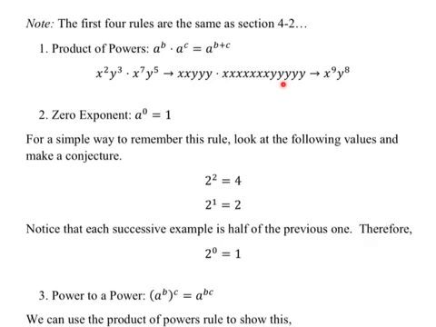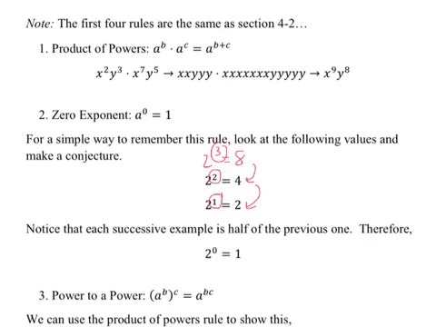Rule number 2 is the zero exponent rule. Anything to the 0 power is indeed 1. A simple way to look at this, take a look at the conjecture. And it might be easier if you start with 2 to the third. Sometimes 2 squared is not enough to notice it. But every time you reduce by a power, you're noticing that this number halves, right? So we go from 3 to 2 to 1, it keeps halving.